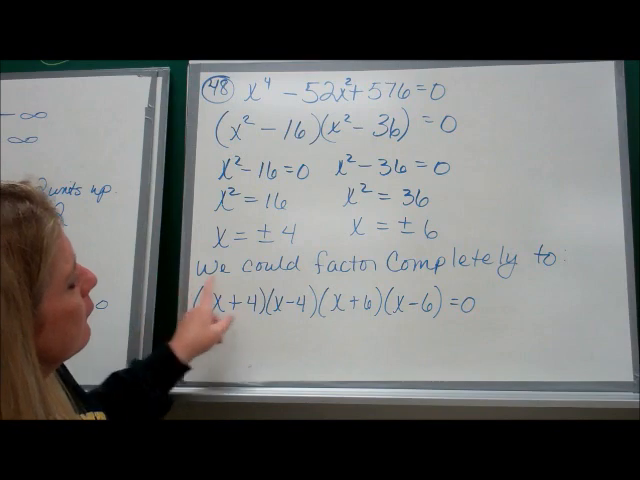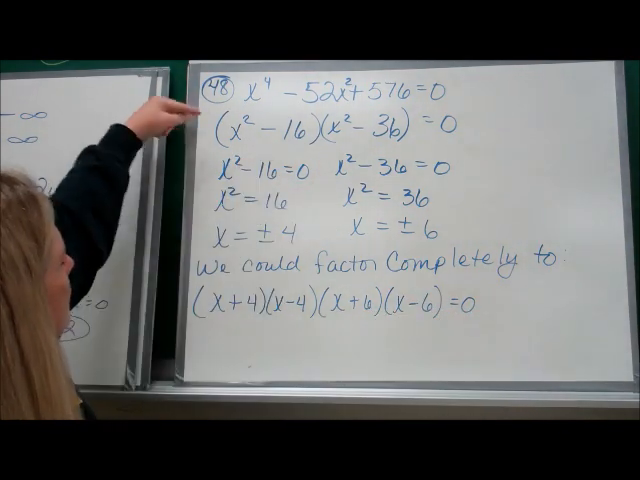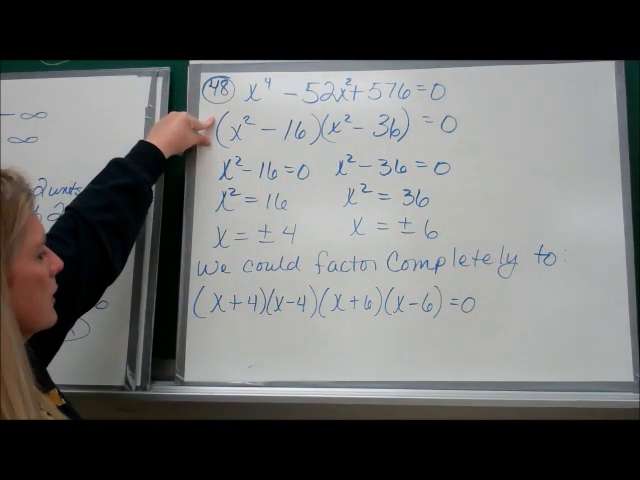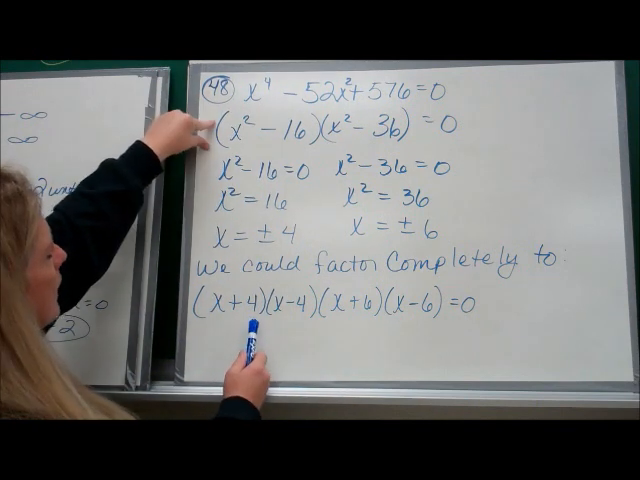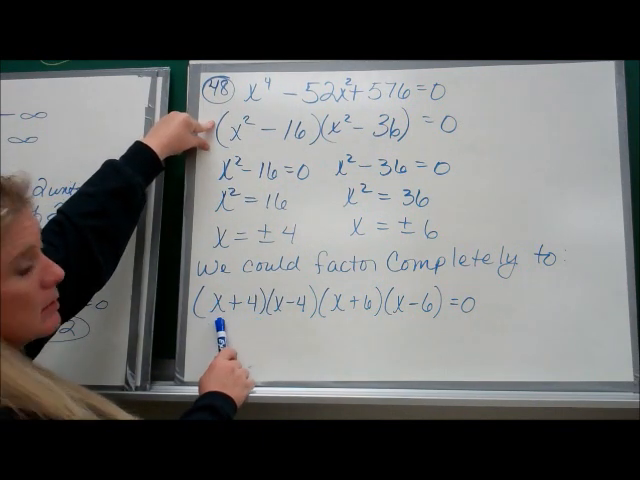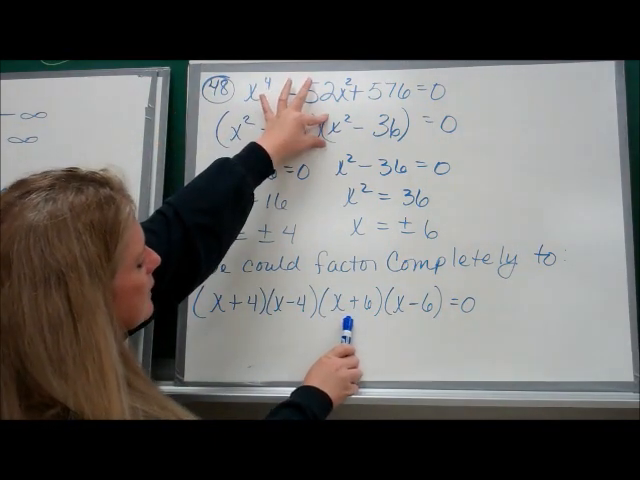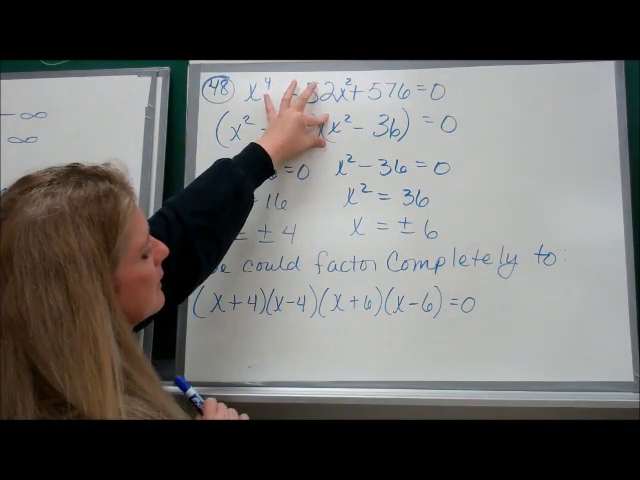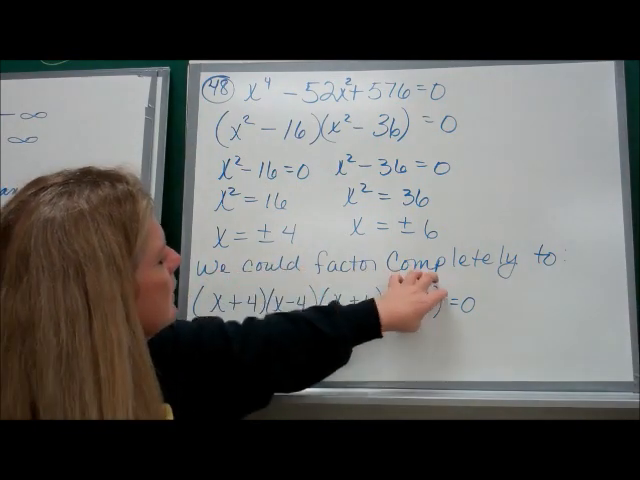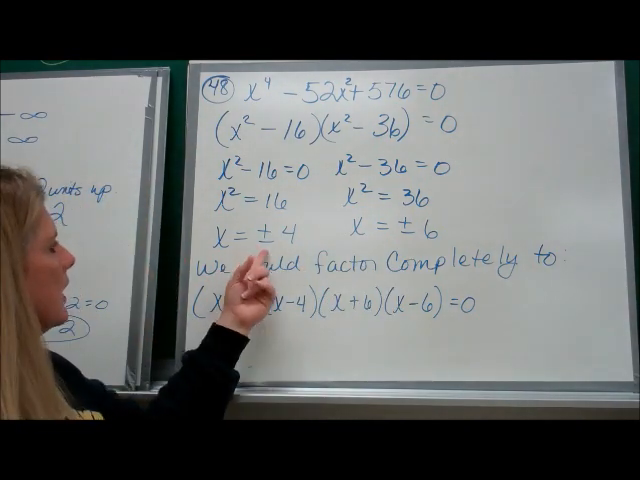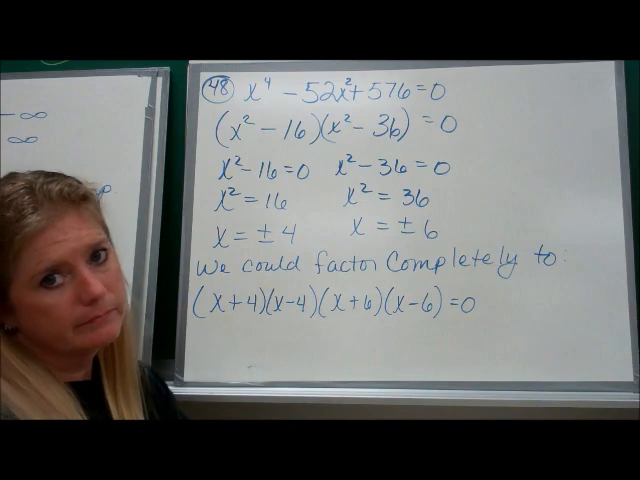You could have factored it completely, because here we've got the difference of 2 perfect squares. So the x squared minus 16 is x plus 4, x minus 4. And the x squared minus 36 is x plus 6, x minus 6. And then if you set each one of these equal to 0, you'll get these same answers.